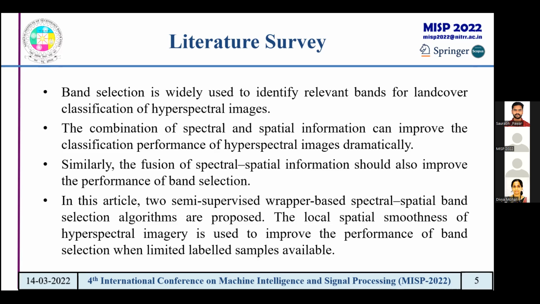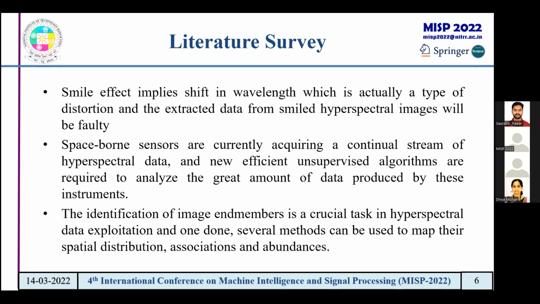After that, the smile effect, which is a major problem in hyperspectral images, especially on the sensor side. The smile effect implies a shift in wavelength, which is actually a type of distortion. Again, the sensors are currently acquiring a continuous stream of hyperspectral data, and many efficient unsupervised algorithms are required to analyze this great amount of data. The identification of image endmembers is another crucial task, which is also tried in this paper.